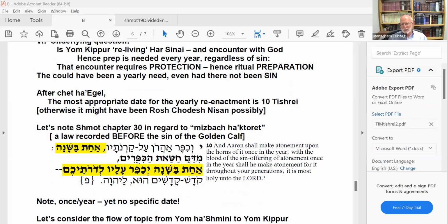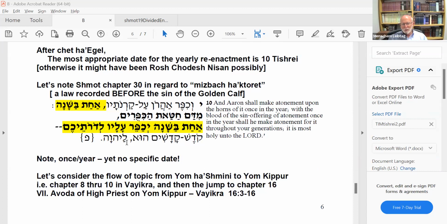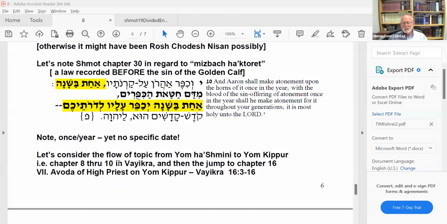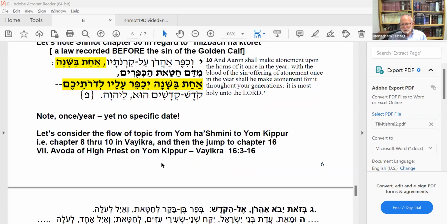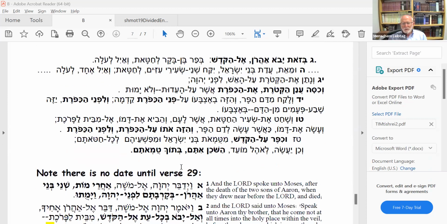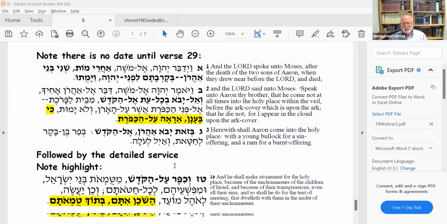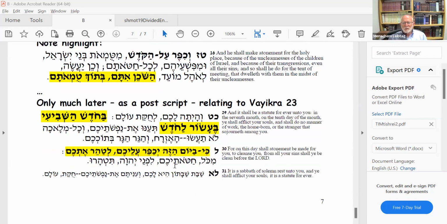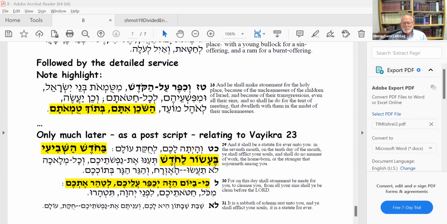Then we went to these Bach Torah sources we talked about. There, once a year you need kapara, but no specific day. And then we started following the flow from Yom HaShmini to Yom Kippur, chapter 8. That's what we just did. We'll do this properly in a shiur next year, why specifically that day and the service, but that's the main point.